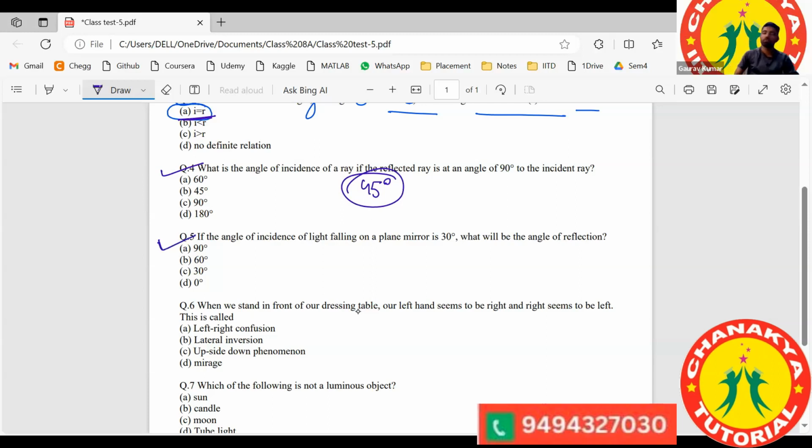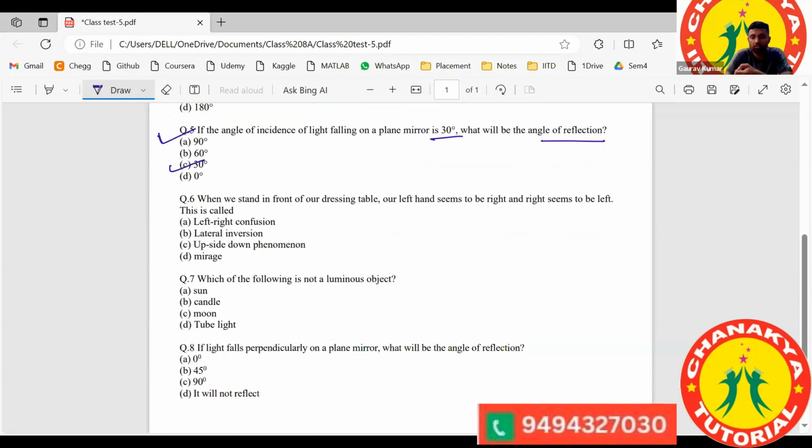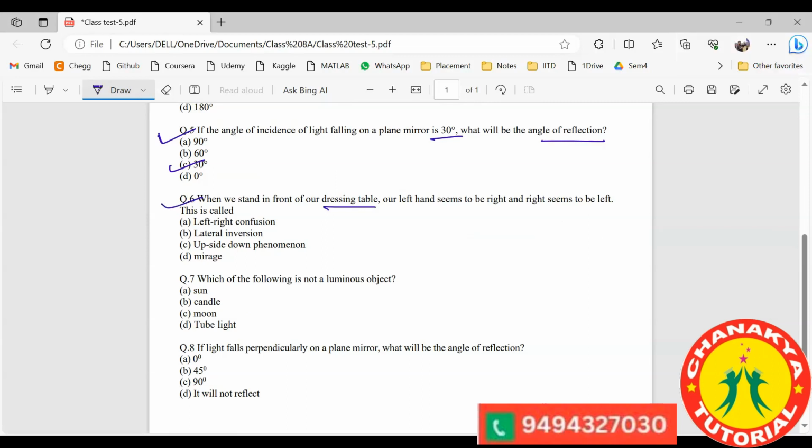Now, number 5. If the angle of incidence of light falling on a plane mirror is 30 degree, what will be the angle of reflection? 30 degree. Very good. Now, sixth question. When we stand in front of a dressing table, our left hand seems to be right and right hand seems to be left. This is called lateral inversion. Very good.